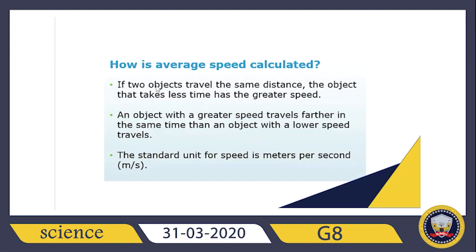So if two objects travel the same distance, the object that takes less time has a greater speed, of course. An object with a greater speed travels farther in the same time than an object with a lower speed travels, as we said. And guys, what about the standard unit that we use for speed? The standard unit for speed is meters per second, because we usually use the unit meters for distance, and the standard international unit that we use for time is second. So the standard unit for speed is meters per second.